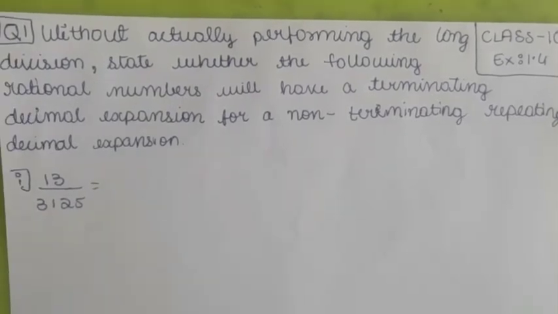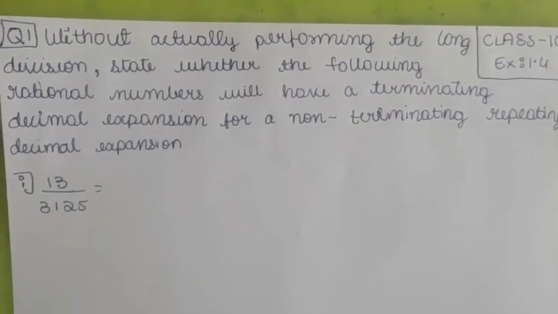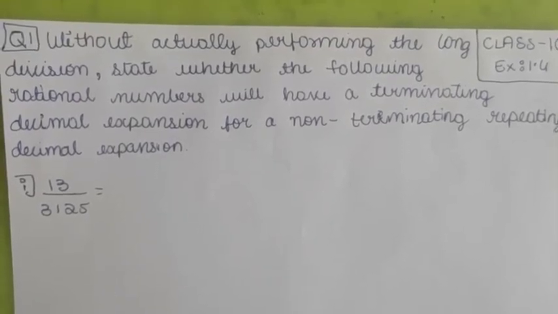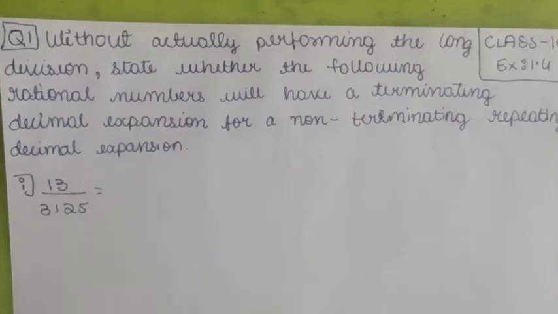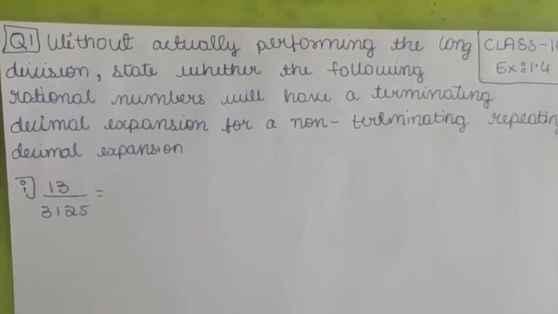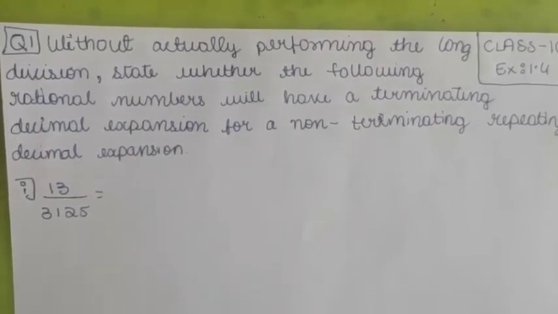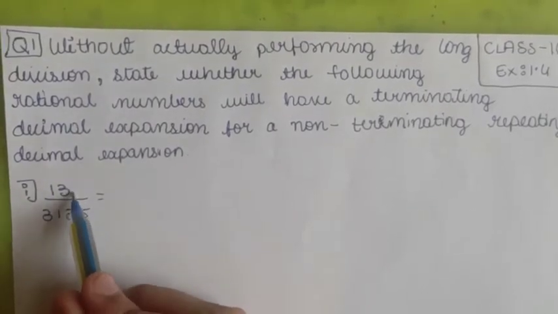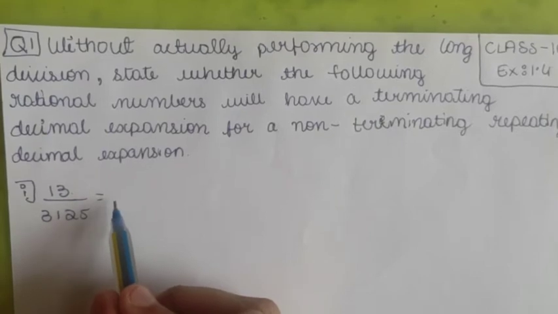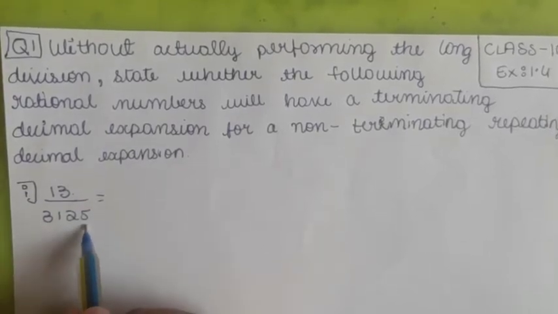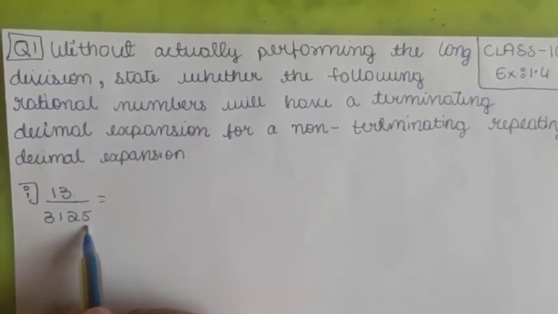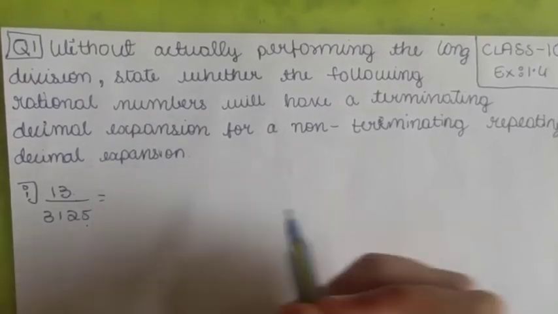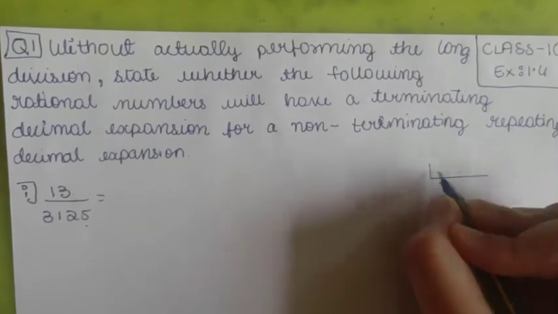3125. So here we have to find whether the numbers are terminating or non-terminating. So let's do the first question. Let's do the prime factorization of q. Here the number is of the form p by q, and q here is 3125. So I am doing the prime factorization of 3125.